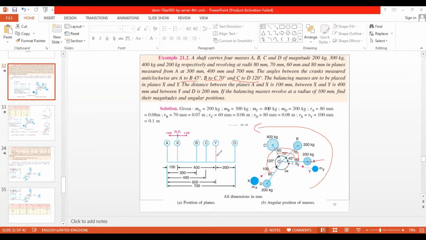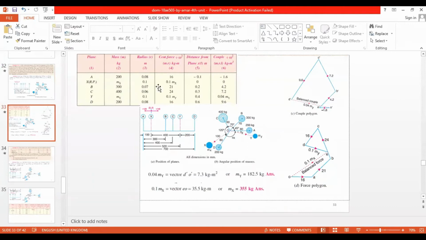So this is clear. If the balancing masses revolve at a radius of 100 millimeters, so now the radius of rotation of the balancing mass is given. Find their magnitude and angular position. So now we need to find the mass of the balancing mass as well as the angular position where we need to place them. All right. So these are the given data: masses are given, radiuses are given, and distances between planes are given.